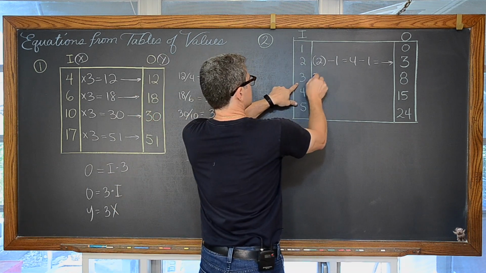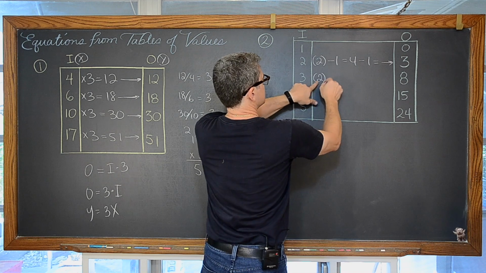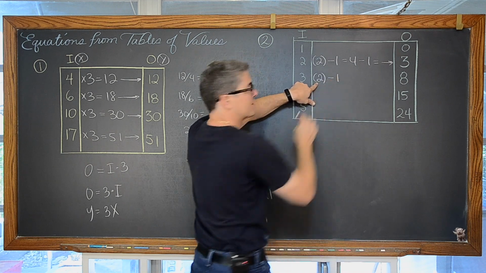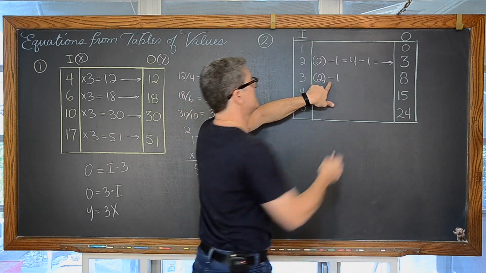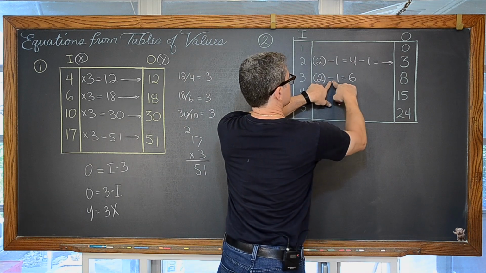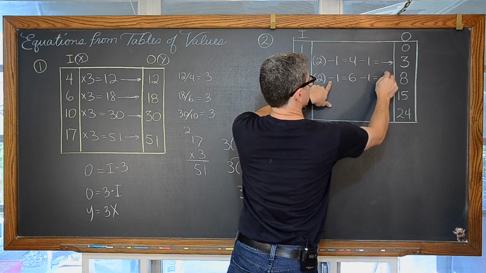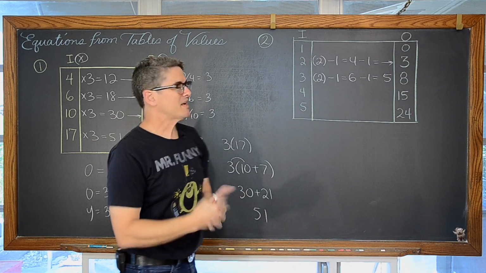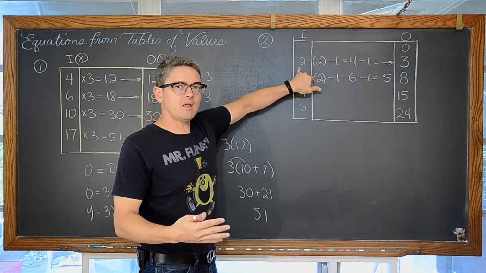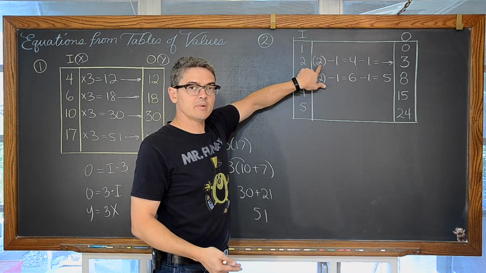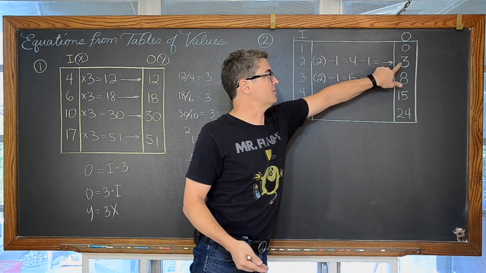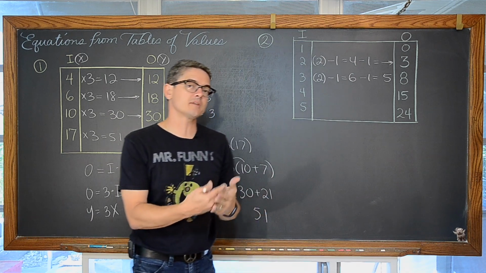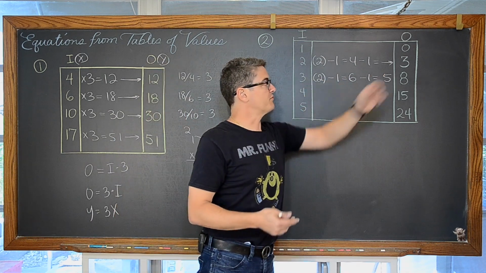Let's see if it works in the next line. We have 3 times 2. Well, that's going to be 6. We're going to subtract 1, trying to use the same process we did up here. 3 times 2 is equal to 6, and 6 minus 1 is equal to 5. So, okay, that's not working either. For the second line, I tried multiplying by 2 and getting 4, and then subtracting 1 and getting 3. So I found a process that worked for the second line, but it's not working for the third line.